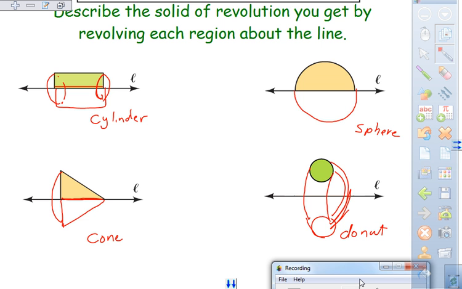This concludes my lesson on 11.1 for geometry.